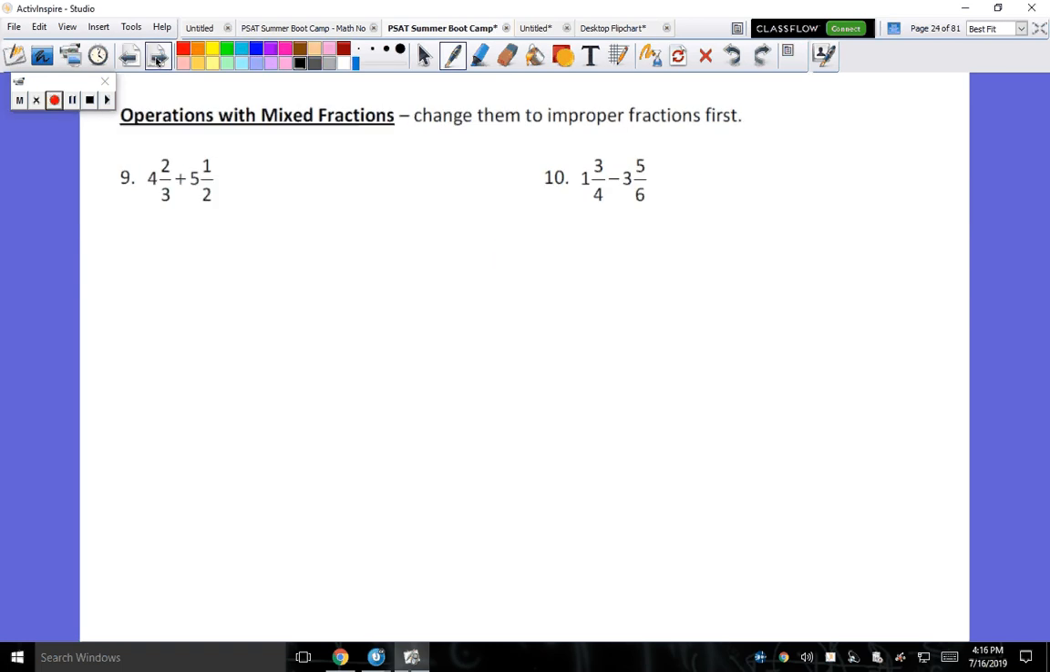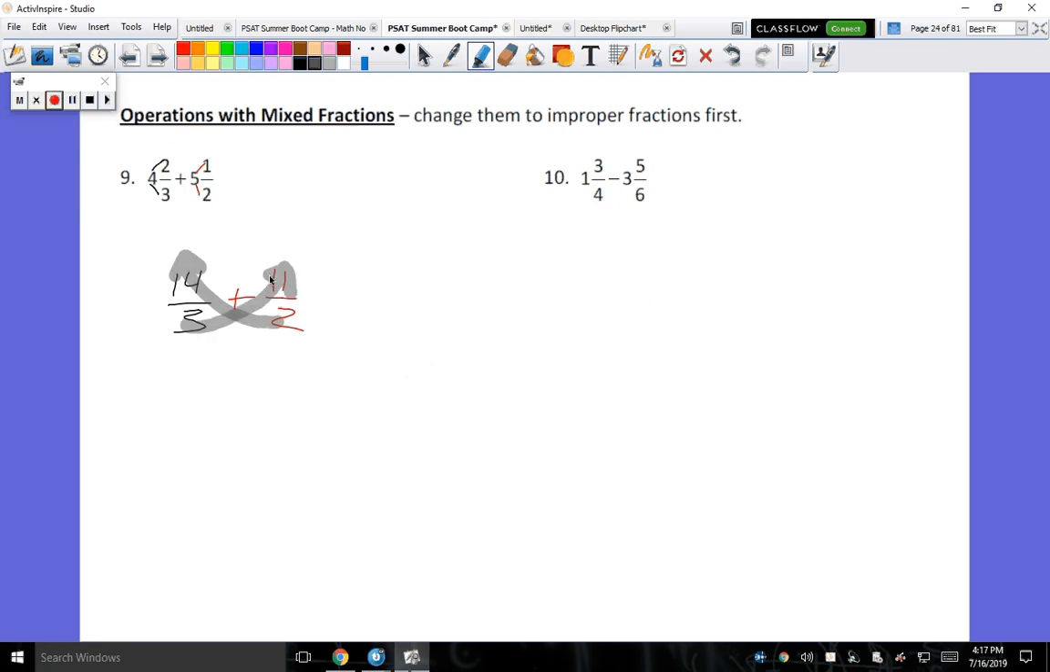I think we have 2 more. Right? Oh, 4 more. 4 more, and then we'll quiz. All right. Change them into improper fractions first, and then add them. Now watch. Improper fractions, we multiply, add the numerator to get 14/3. We multiply to get 10, add 1 to get 11 over 2. And I hope you adopted it.